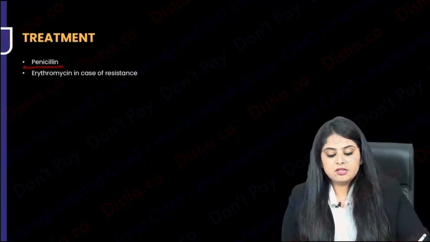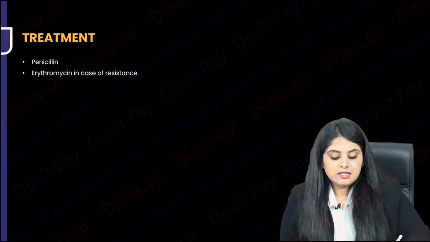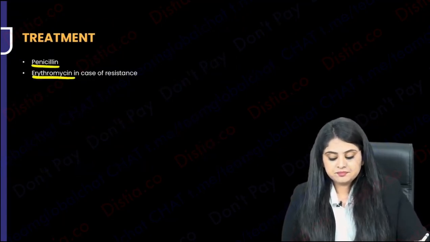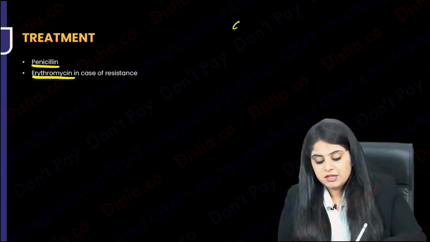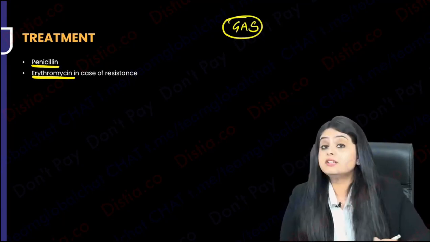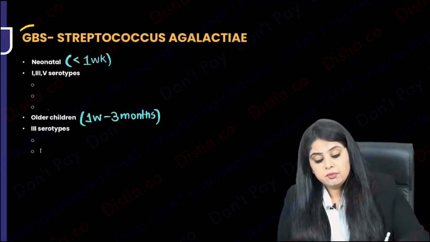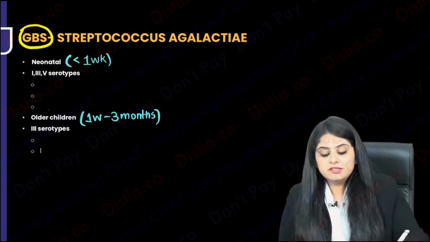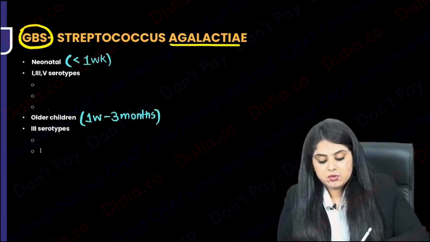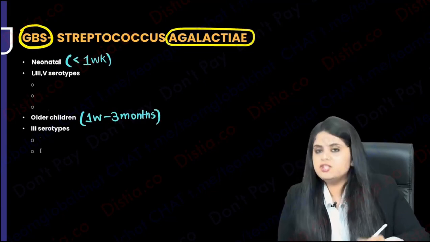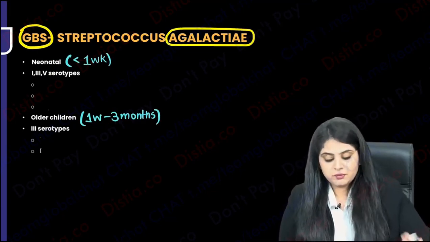As I said, the treatment is going to be penicillin, and in case of resistance, erythromycin can be considered. So guys, group A beta hemolytic streptococcus is done. Now I go to the next one. I go to group B beta hemolytic streptococcus, and that is going to be Streptococcus agalactiae. I'll teach you and then I have a nice mnemonic for this also.